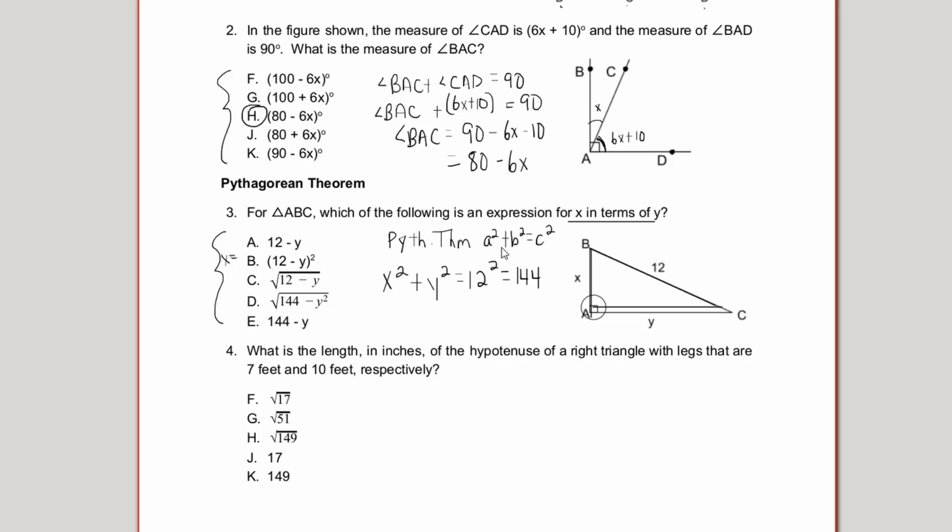Now we want to solve for x. So I have x squared equals 144. We're going to subtract the y squared. And then I'm going to take the square root of both sides. And when I do that, I have x is just equal to the square root of 144 minus y squared. I cannot simplify that. I can't pull anything out. And that is what answer choice D is.